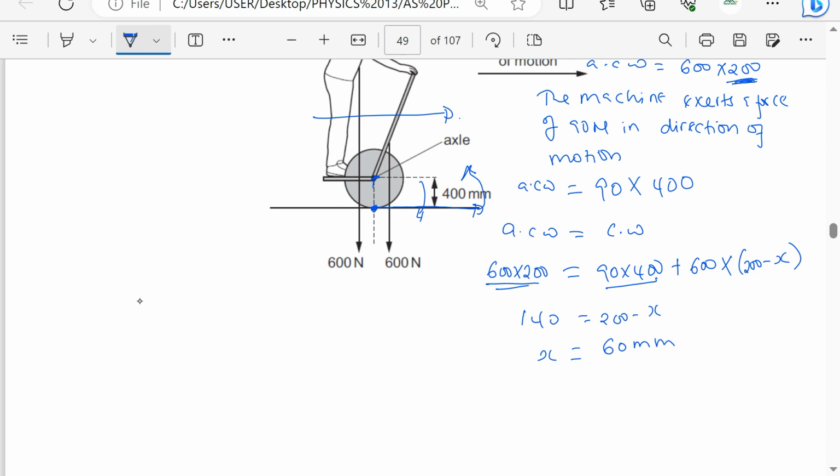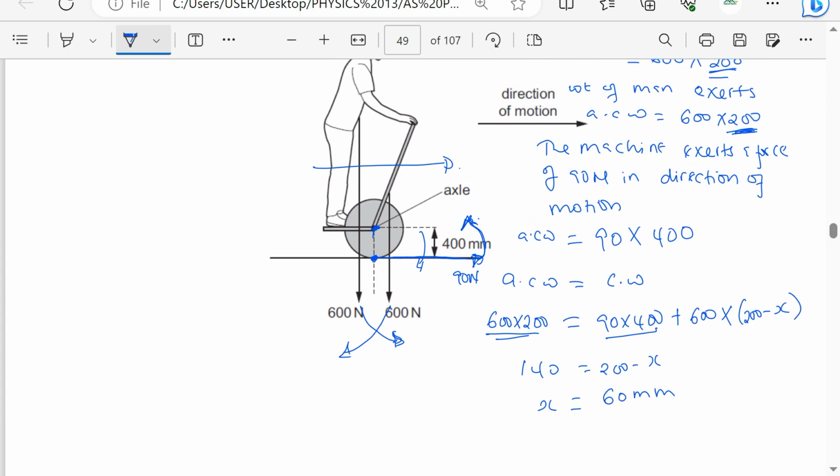Okay, so I think that is true. If the motor exerts a force of 90 newtons on the ground, taking moments about the axle, this force causes an anticlockwise moment. And remember, the man was also exerting an anticlockwise moment. Then the weight of the machine was causing a moment in that direction, which is clockwise. So to maintain equilibrium, the sum of clockwise moments should be equal to the sum of anticlockwise moments. That's how I arrived at x as 60 millimeters.